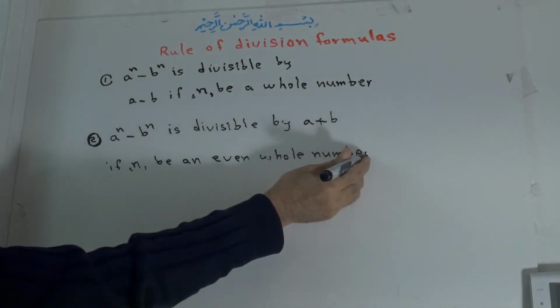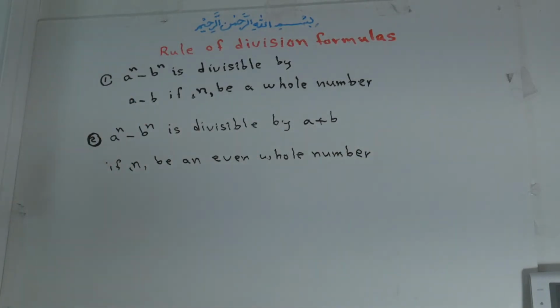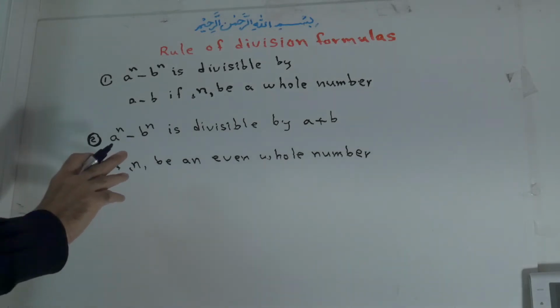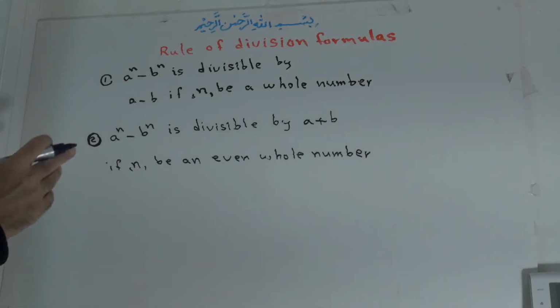For law number one, a to the power of n minus b to the power of n, n can be any whole number, even or odd: 1, 2, 3, 4, 5. But for a to the power of n minus b to the power of n divided by a plus b, it is divisible by a plus b only if n is even, like 2, 4, 6, 8, 10, an even whole number, not a half number.